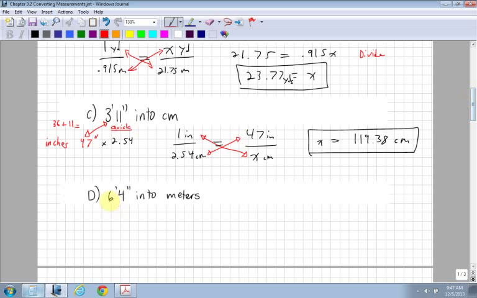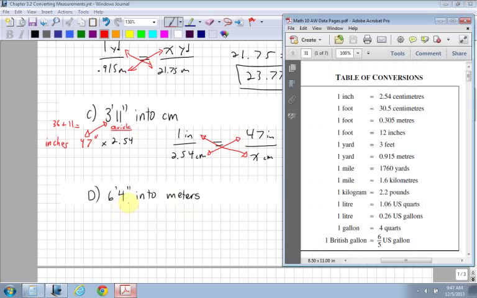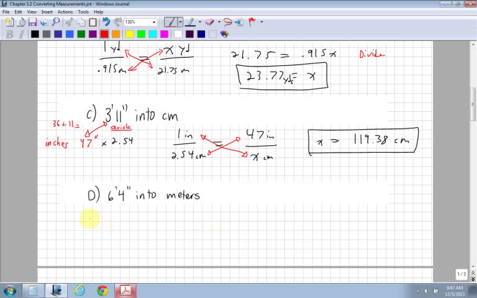All right, last one here on the page, 6 foot 4 inches into meters. So I looked for inches to meters. Well, I don't see inches to meters. I see feet to meters though. So probably going to convert this thing to feet this time instead of to inches.